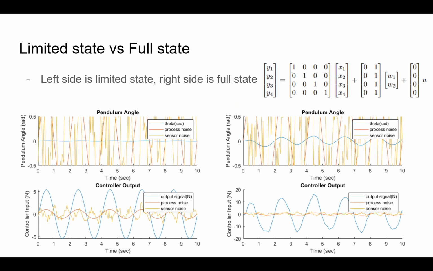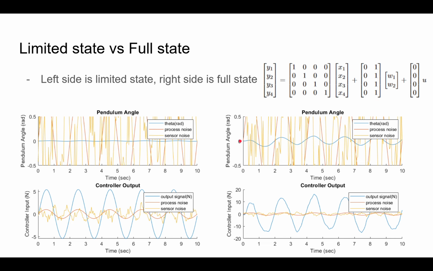For full state, I decided to do a test. What would happen if I gave the controller full access to the state? That's reflected by this identity matrix right here. But I also wanted to still corrupt it with the sensor noise right here. So the left side is my original system, and the right side is my full state system.